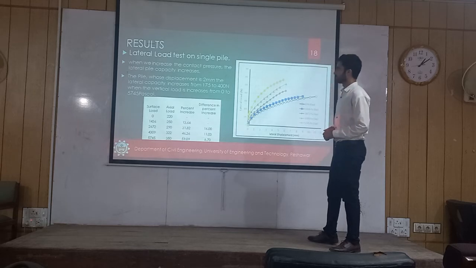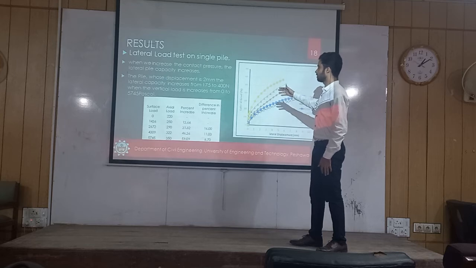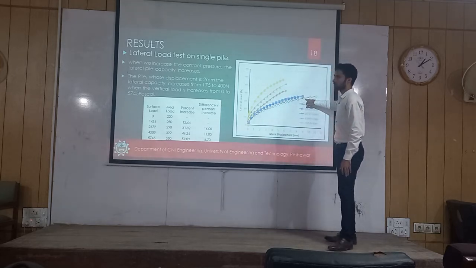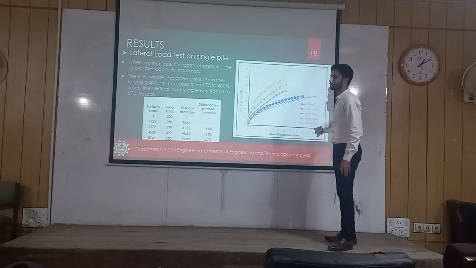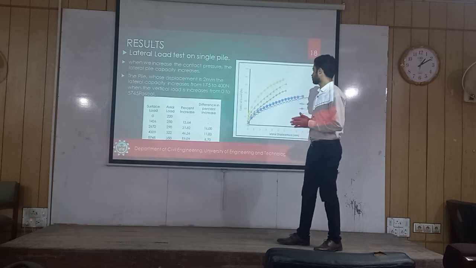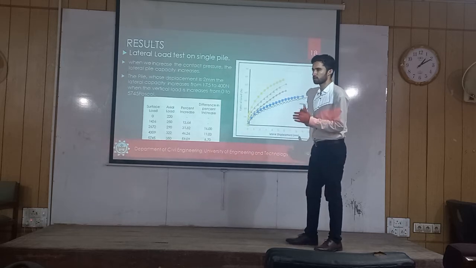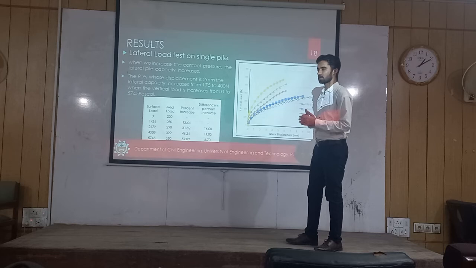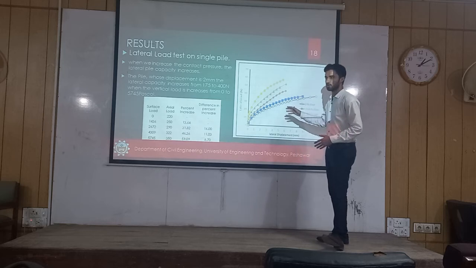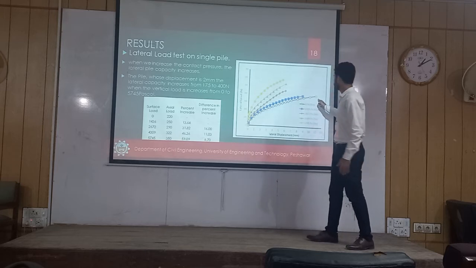Next. So these are our results. When lateral load is applied on a single pile with initially no vertical load, 11 millimeter displacement is covered. In the presence of vertical load, when lateral load is applied, the displacement reduces. So we come to this point that in the presence of vertical load, when lateral load is applied, the contact pressure is increasing. When the contact pressure is increasing, the strength of the pile is increasing. When the strength of the pile is increasing, the displacement reduces.